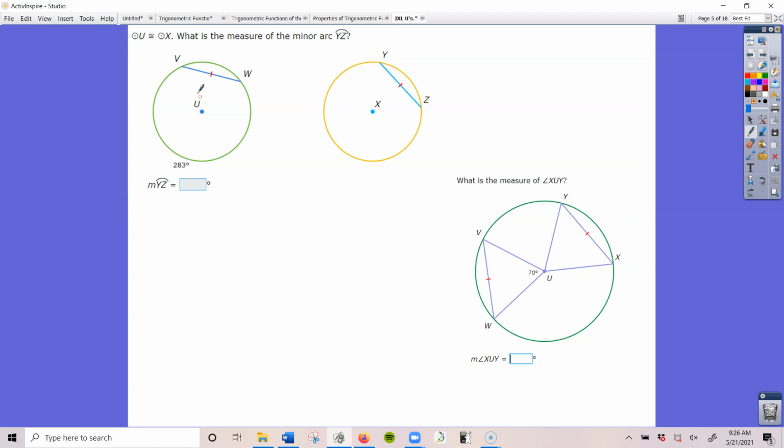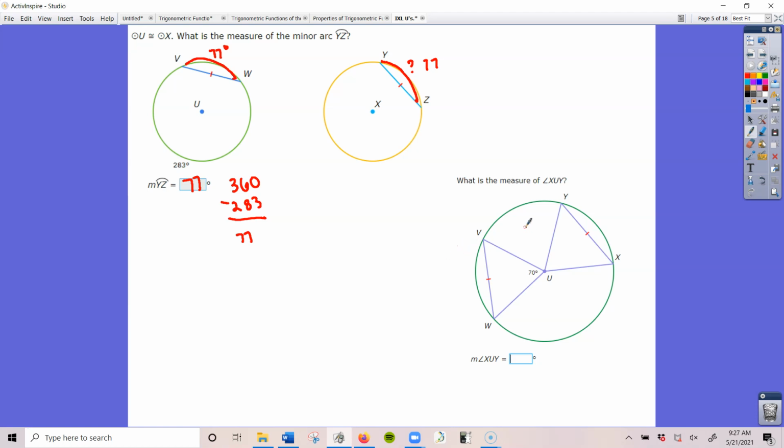All right, here's another example of just that. We have here the measure of minor arc YZ. That's what we're trying to find. So we're looking for this. Now we're given this big one here, which is the 283. And these chords are the same. So that means that this arc is going to be the same as this arc. So since this whole thing is 283, I would do 360 minus 283, because remember, a full circle is 360. So when we subtract, we get 77. So that's this arc, which means that this arc is also going to be 77 degrees.